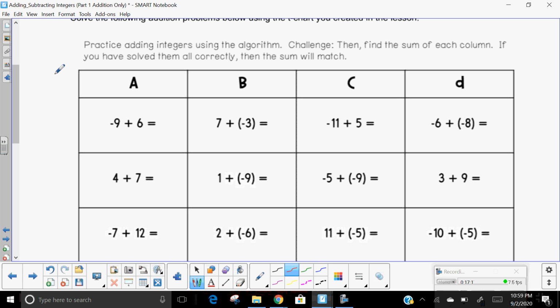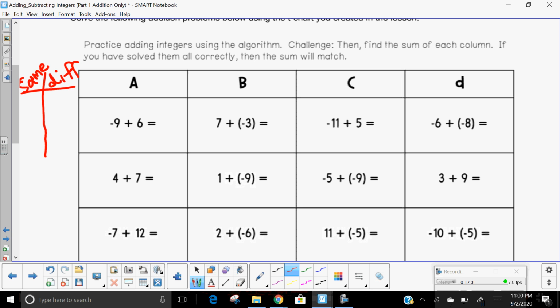Okay, now remember, we want to do our T-table. It's going to be kind of hard because I don't have enough room here, but if we do our T-chart, we know that this is same, and this is different.